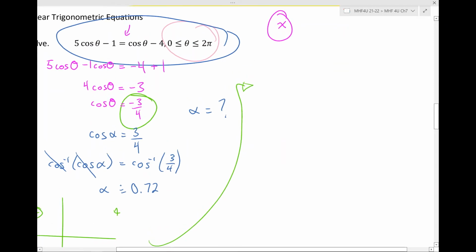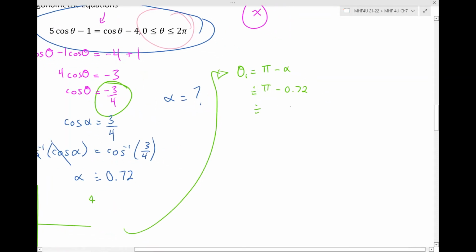That'll be next example. Here we're in quadrant 2, so that means theta 1 is equal to pi minus my related acute angle. Well, that's pi minus 0.72 approximately, and that's into my calculator. I'm working with about 2.42.